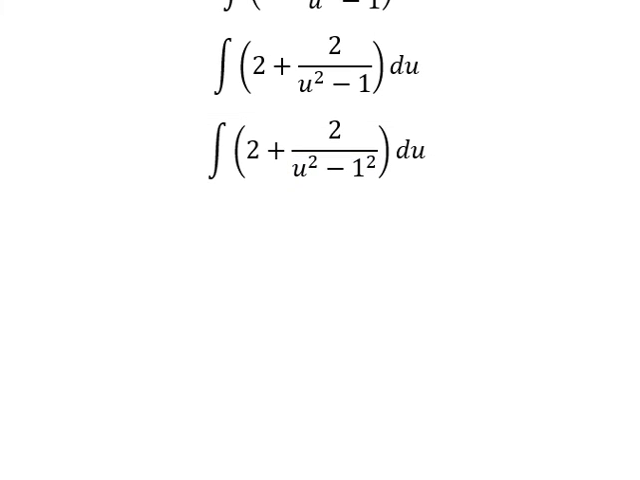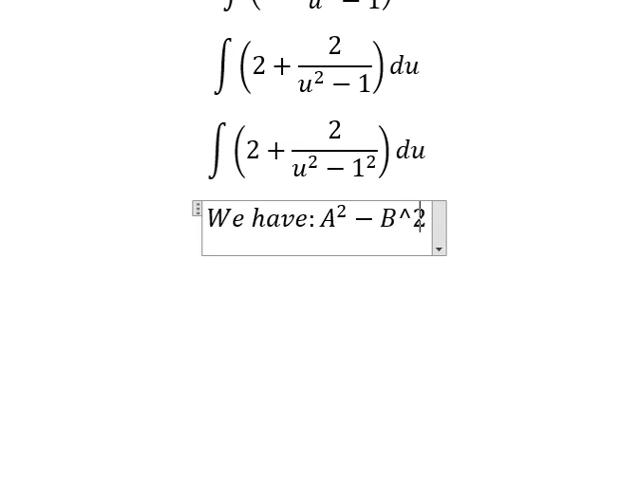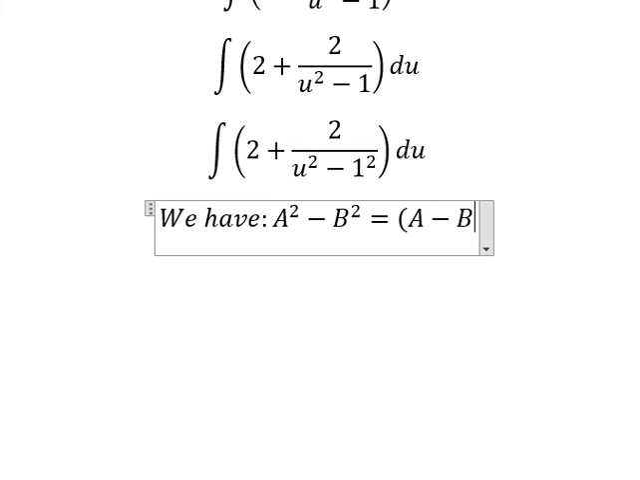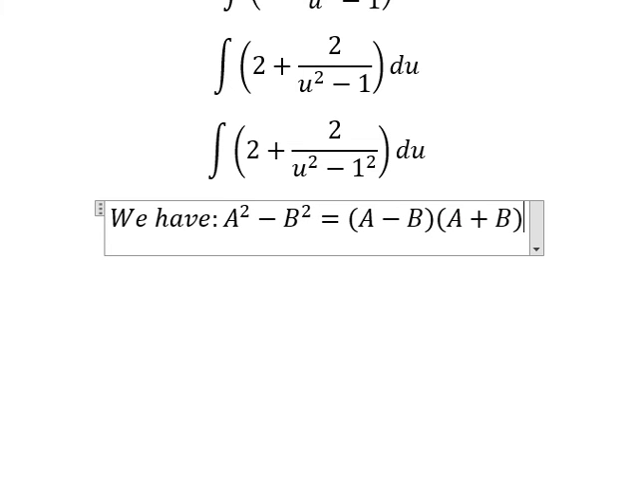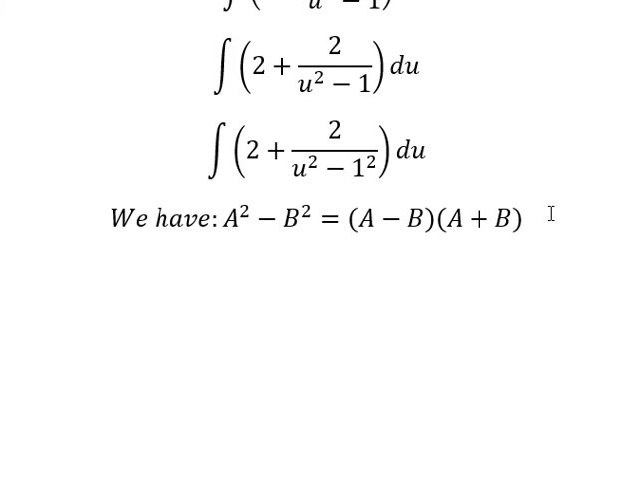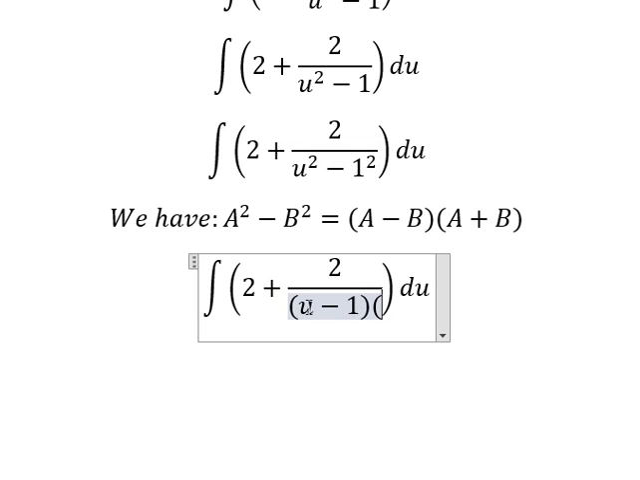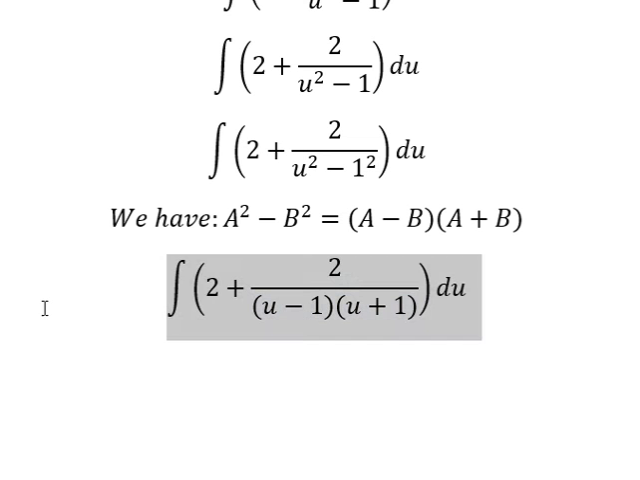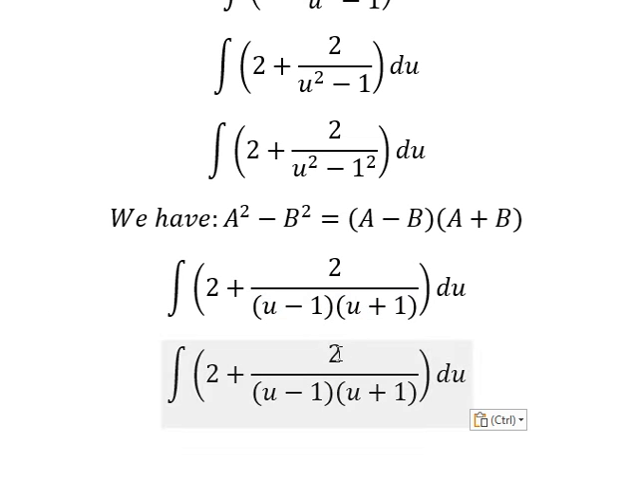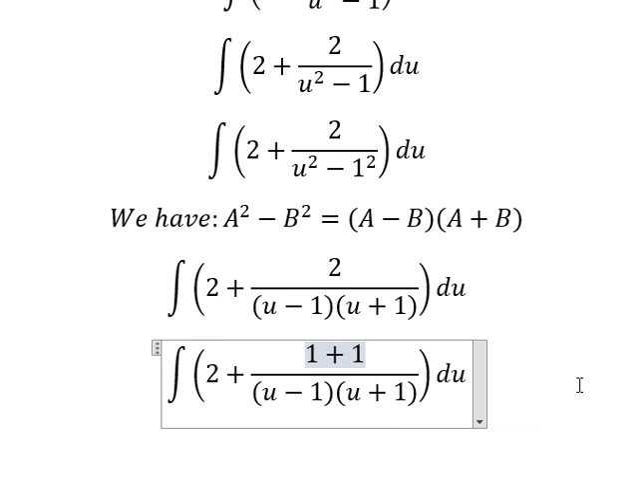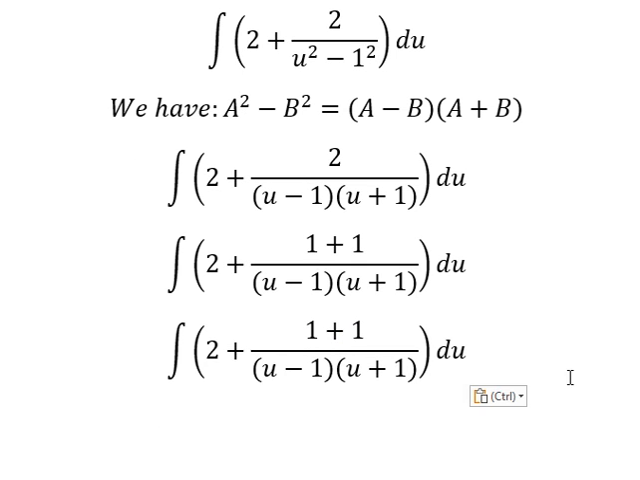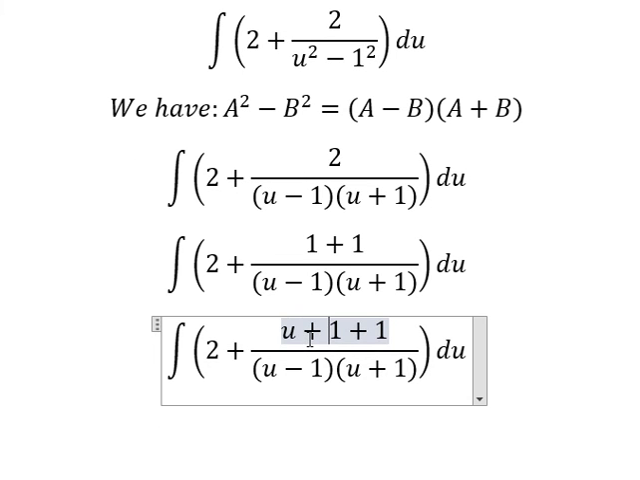So we have the formula here. That is a squared minus b squared equals a minus b multiplied by a plus b. So in this one, we have u minus 1 and u plus 1. For number 2, we have 1 plus 1. So we put u here. Later we need to minus u.